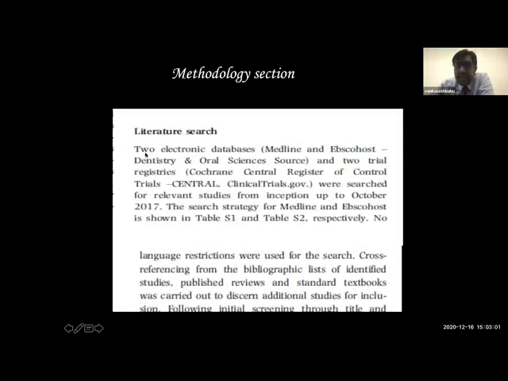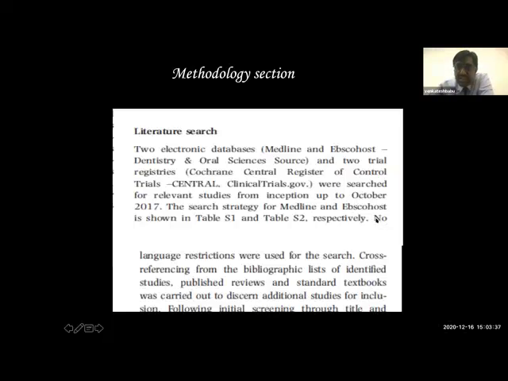See, here I have clearly mentioned I have used only 2 databases. What is the database I have given here? And what are all the clinical trial registries I have searched, from inception up to October, whatever date. Inception means from the beginning to the date you have searched. This is how you can give it. Here, I have mentioned the search strategy in the supplement. Again, it is up to you whether to copy and paste it here, in a table, or in the supplementary.